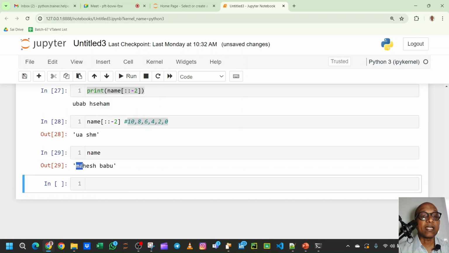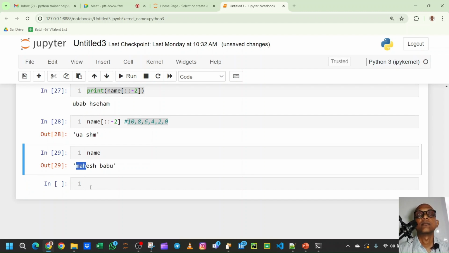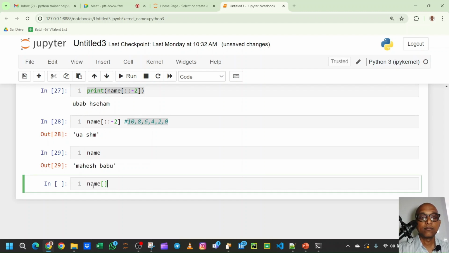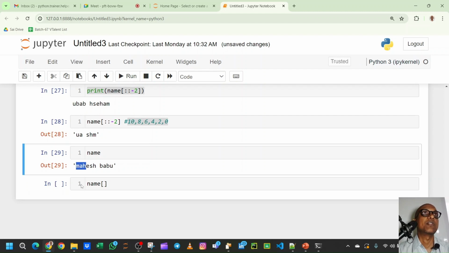So I want to get the characters present of these three characters using the reverse indexing numbers. How can I do it? First, I want to understand my target. My target is to get only the first three characters of the given string using the reverse indexing numbers. Then how can I do it?